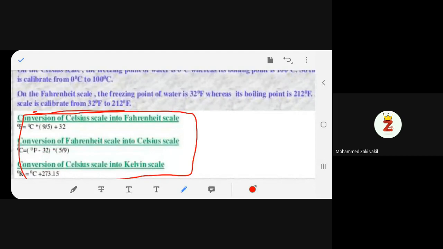You don't have to learn it, but you should know about it. That's why I have included it. You should know about it, okay?